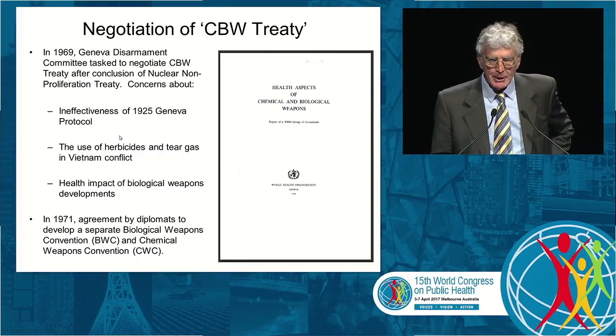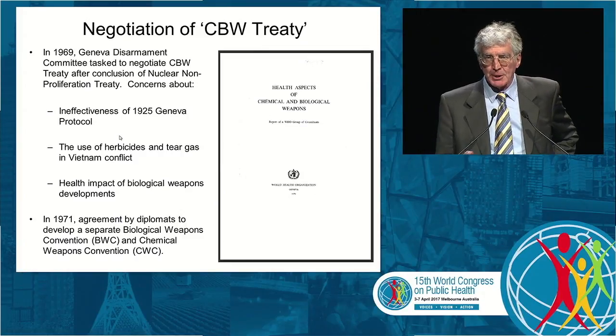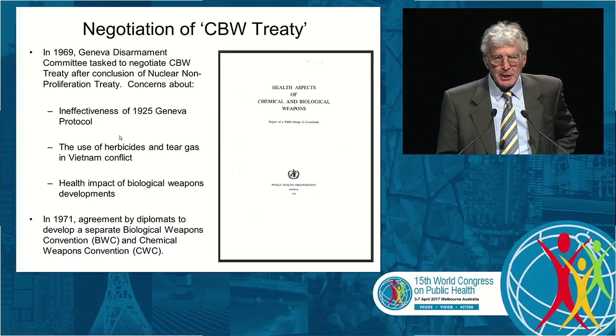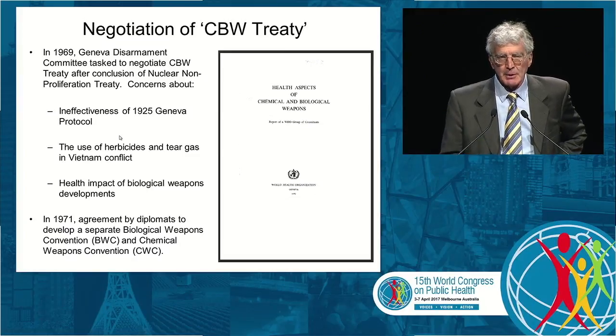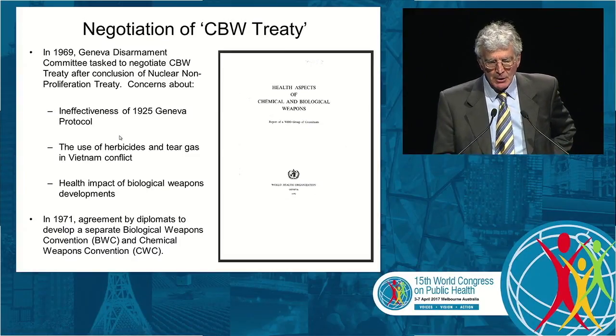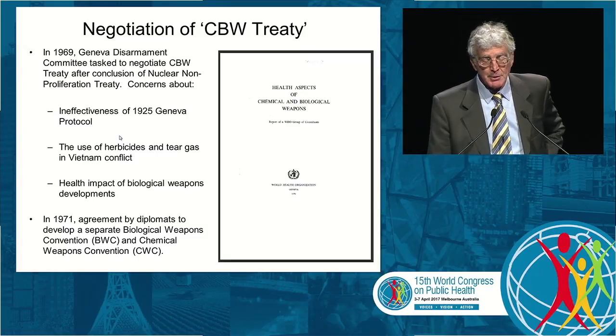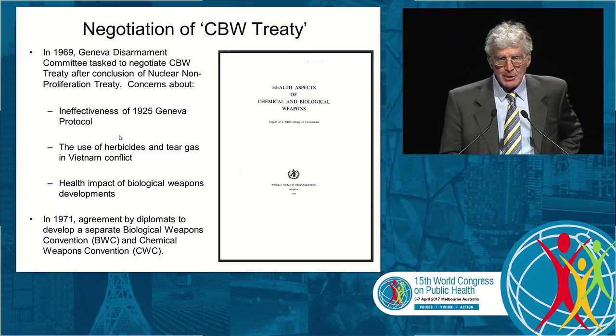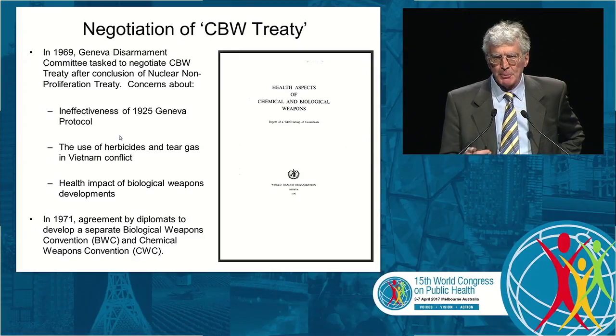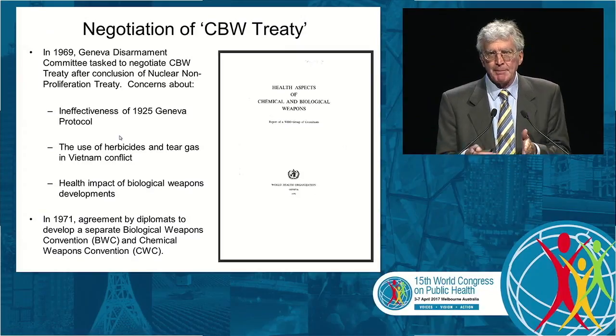They then developed the Nuclear Non-Proliferation Treaty back by '68. And then with increasing use of toxic chemicals in Vietnam, and also the increasing weaponisation of pathogens, biological weapons, there was a decision taken to try and have a treaty to prohibit both chemical and biological weapons. This would be a single treaty.